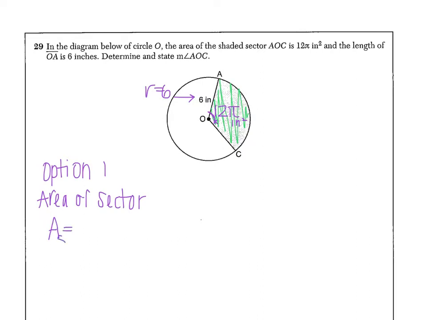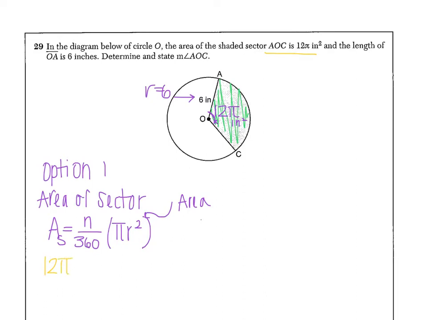So area of a sector is equal to n over 360, where n is the number of degrees out of 360, times, not equals, times pi r squared. So pi r squared, remember, is just your area formula for a circle. And then I want only a portion of it, which is why we have to take n and divide it by 360. Now they told me that the area of sector AOC is 12 pi.